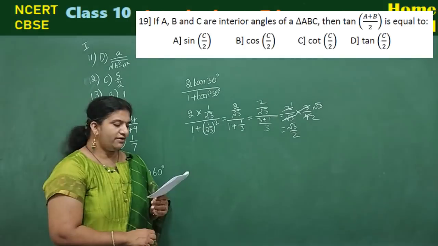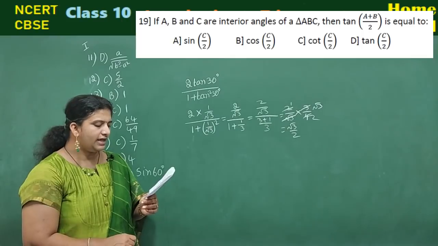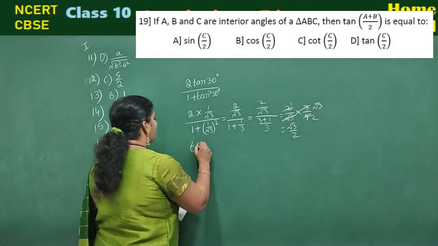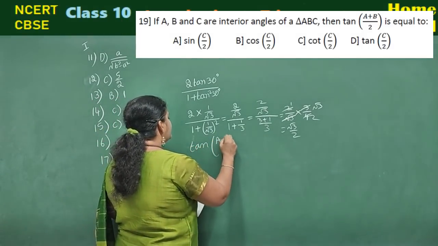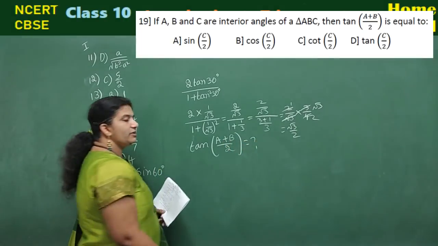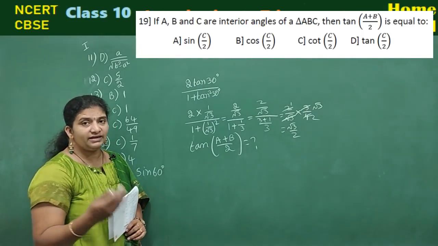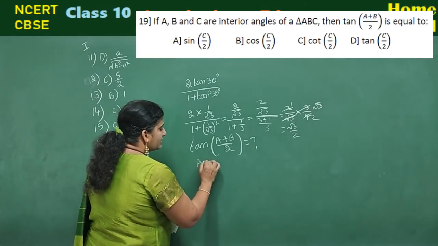19th one. If A, B and C are interior angles of a triangle, then tan (A plus B) by 2 is equal to... I think you can remember this, it is in your textbook. If A, B, C are interior angles, I think you remember this one.